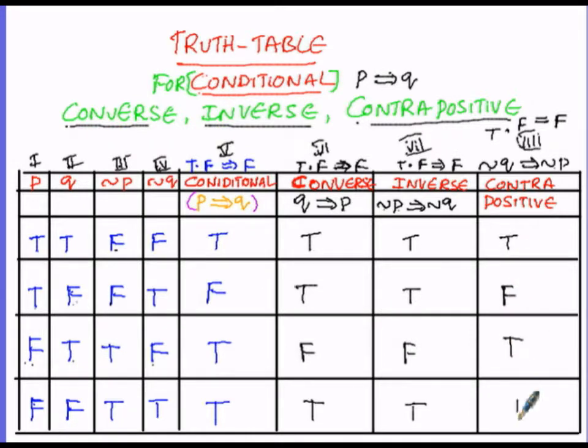So these are the truth values of the converse of the conditional statement, and these, TT, FT, are the truth values of the inverse of the conditional statement. And these are the truth values of the contrapositive of the conditional statement, that is P implies Q.